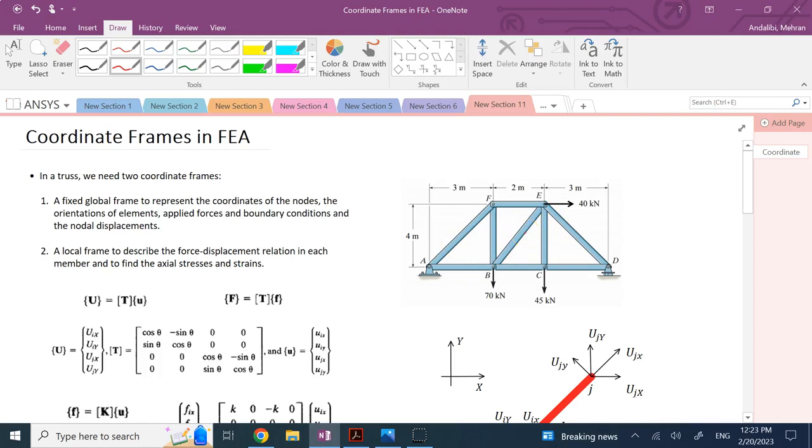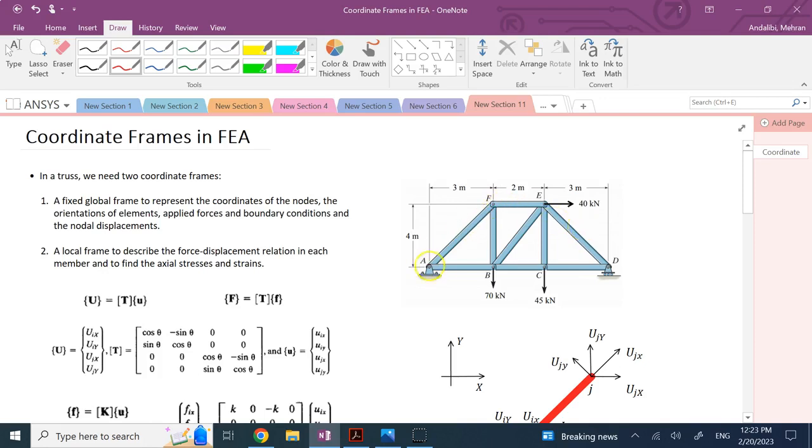So if I want to do analysis of the truss, as we'll see in my next video, one of the things you need are the coordinates of the nodes. And for providing the coordinates of the nodes, the easiest way is, of course, to have a global frame that is fixed, and you record the locations of each joint.